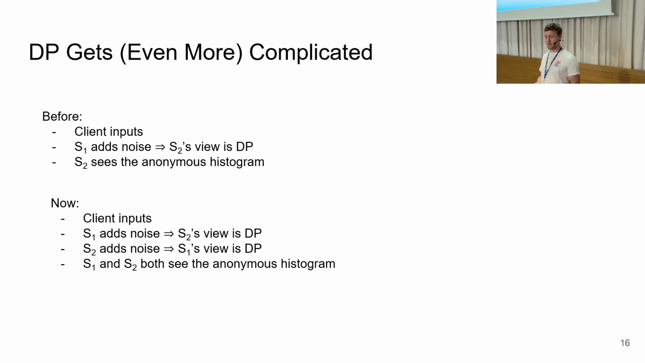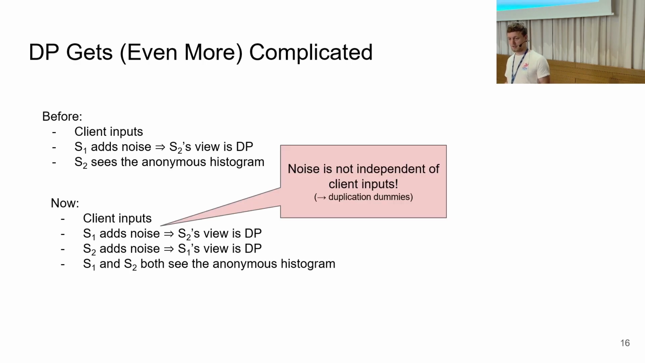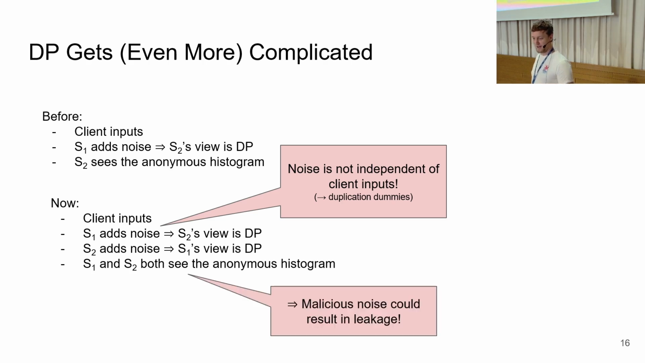And now both of them get this anonymous histogram as part of the decryption. And the noise here is not independent of client inputs. Again, the noise itself can reveal something about client inputs, so we have to make sure that this doesn't leak. And malicious noise here could result in some leakage, right? So we have to ensure that a server adding noise and then later seeing the result of the noise aggregate doesn't learn anything by maliciously perturbing its noise.